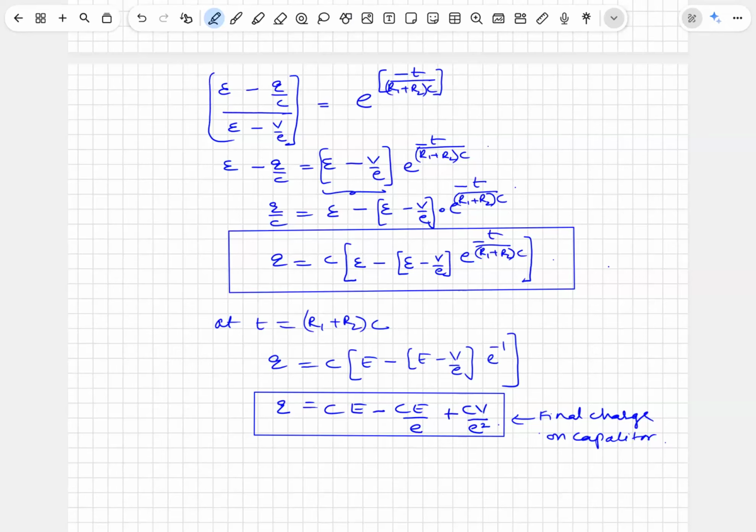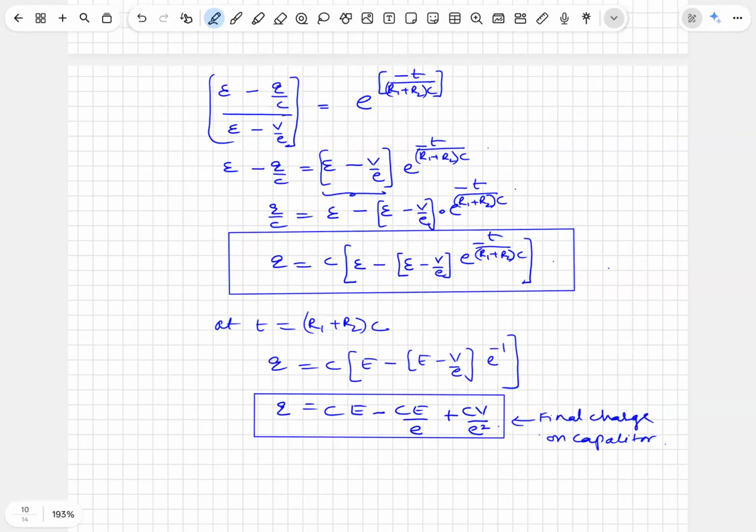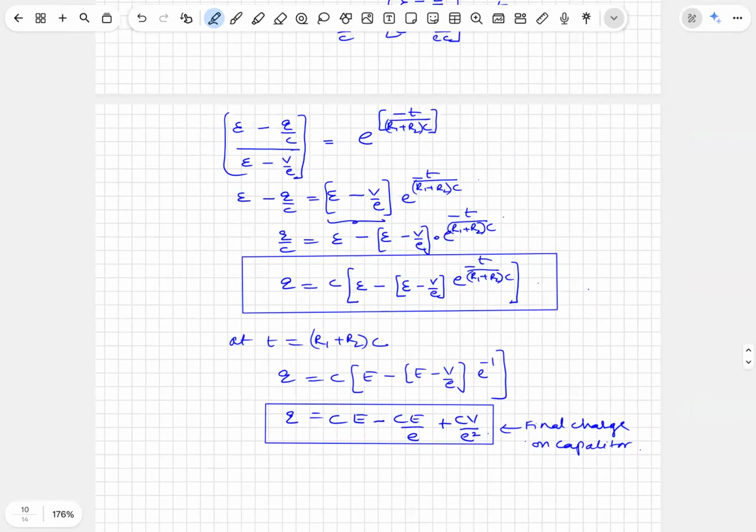Any doubt? Clear? Sure. There are two stages in all. First is the discharge stage. Next is the charging stage. Right. Any doubt in this question, please ask me, right?